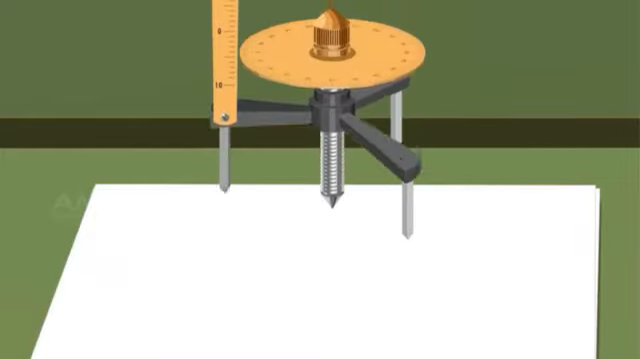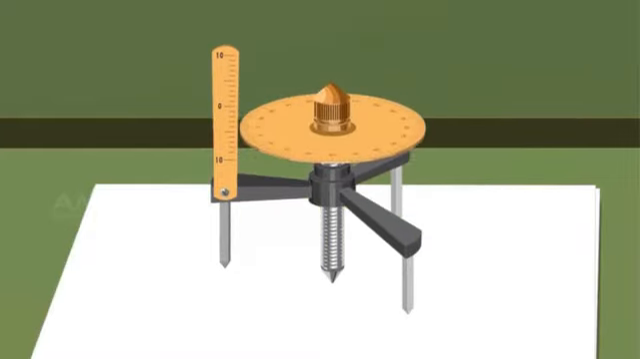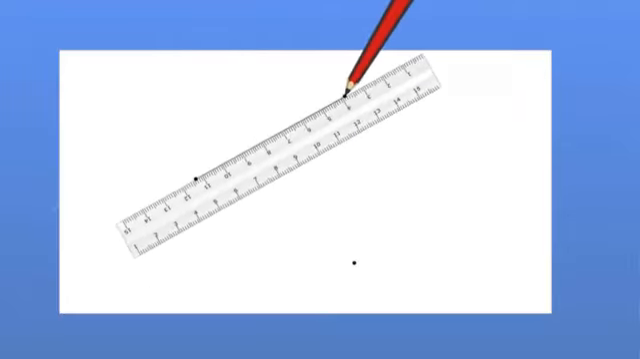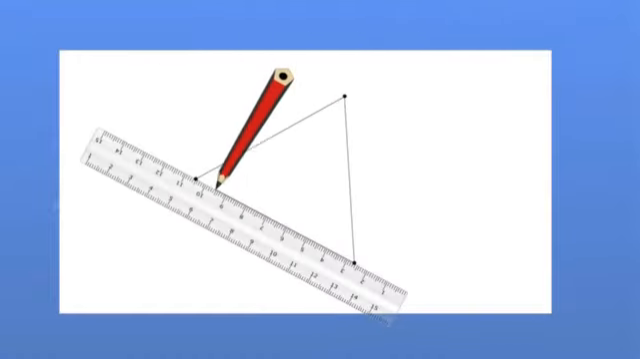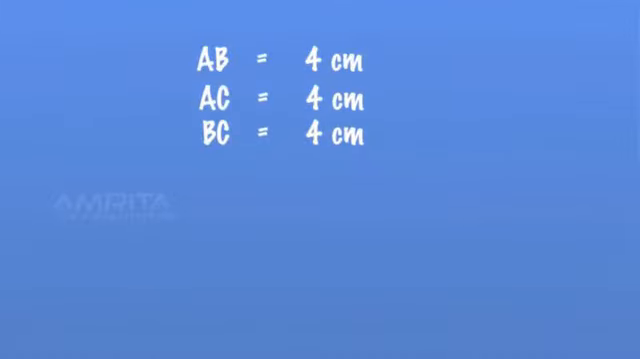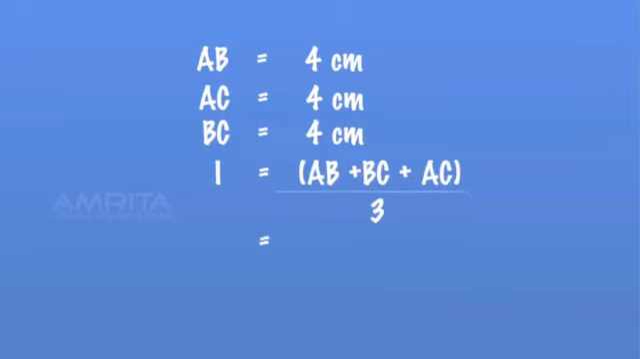Now, press the spherometer gently on a sheet of paper so that the 3 legs prick the paper. Join these pricks by using a scale and mark A, B and C. Calculate the distance between the 2 legs of the spherometer. Note these distances AB, BC and AC and take their mean as L.